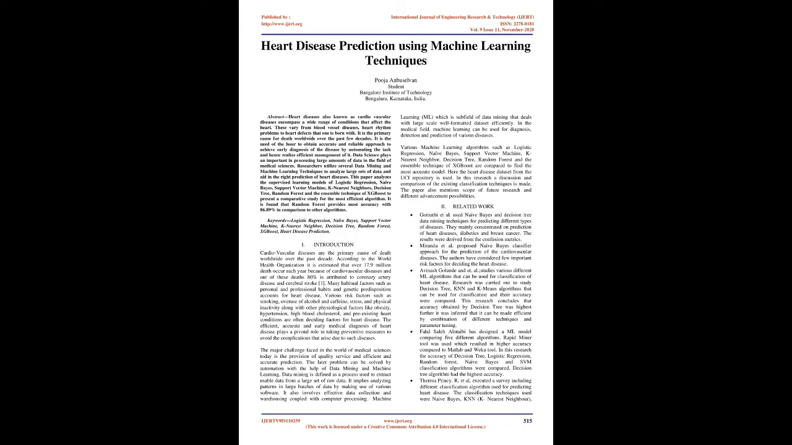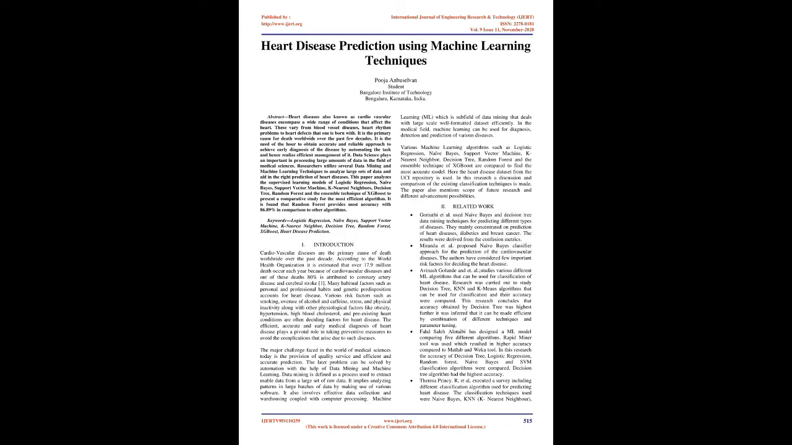The major challenge faced in the world of medical sciences today is the provision of quality service and efficient and accurate prediction. The latter problem can be solved by automation with the help of data mining and machine learning. Data mining is defined as a process used to extract usable data from a large set of raw data. It implies analyzing patterns in large batches of data by making use of various software. It also involves effective data collection and warehousing coupled with computer processing.